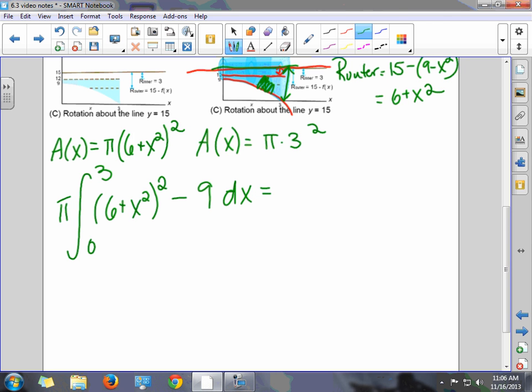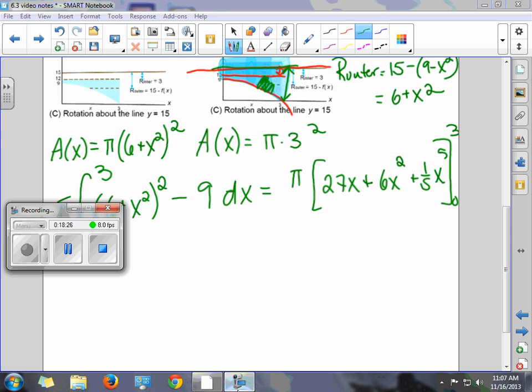So I'm going to have to FOIL this and then subtract the 9 and do all that to get my antiderivative. And so when I come up with my antiderivative, it's going to be pi times 27x plus 12, no, sorry, plus 6x squared plus 1/5 x to the 5th from 0 to 3. And I just realized that I made a mistake on mine. So I think I need to make a correction. So I'm going to pause it and I'll be back in just 1 second.